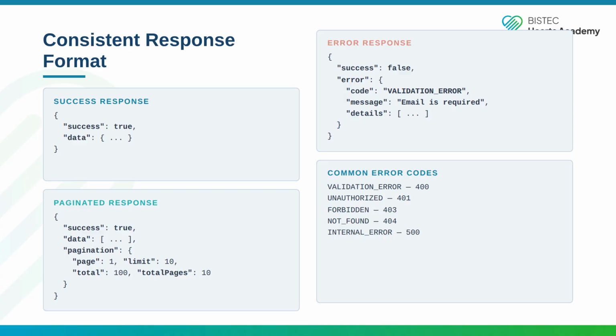For paginated list endpoints, include a pagination object alongside the data: current page, limit, total item count, and total page count. Consistent formatting makes your API predictable. Front-end developers, mobile developers, and API testing tools can reliably parse your responses. And when something goes wrong, the error code tells you exactly what happened: validation error, unauthorized, not found, and so on.